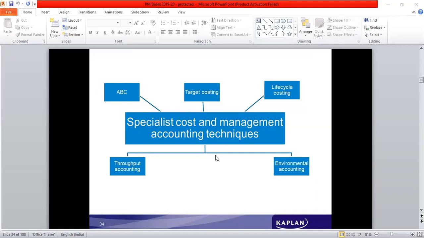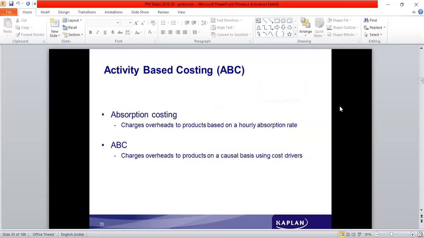But we're going to go through all of them. The specialist cost and management accounting techniques. Under that, we would be looking at ABC, target costing, management accounting, environmental management accounting, life cycle costing, throughput accounting. So these are the things which we would be discussing under this particular chapter.